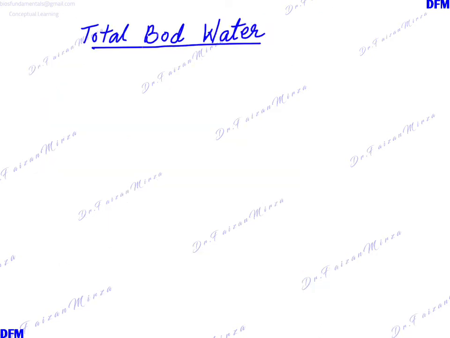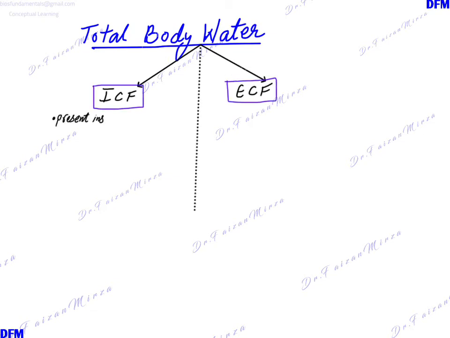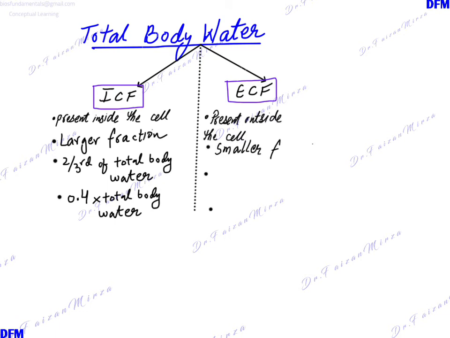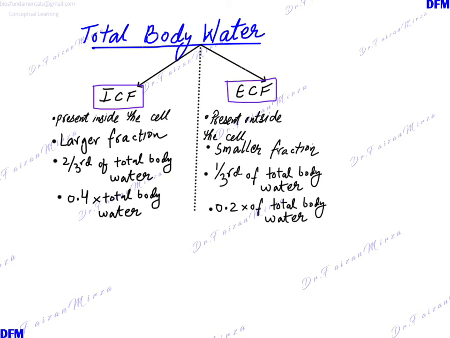The total body water is divided into 2 different categories, ICF and ECF. ICF is present inside the cell. This is the larger fraction of the total body water, 2/3 of the total body water. So 2/3 means 0.4 of the total body water. Whereas ECF is present outside the cells. This is the smaller fraction of the total body water, and 1/3 of the total body water is your ECF. 0.2 multiplied by total body water would give you the total value of ECF.